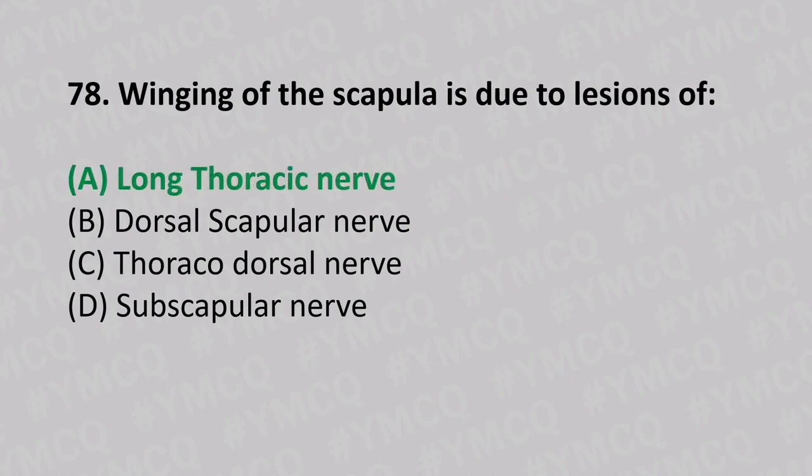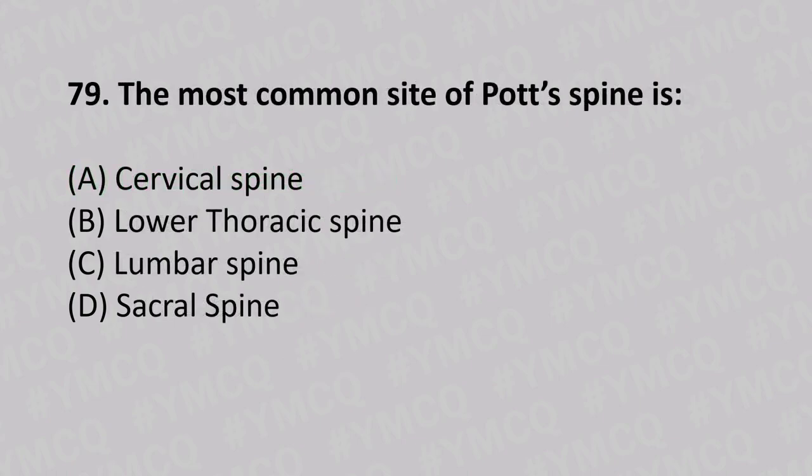Moving to our 79th question. The most common site of spina bifida is Option A, cervical spine. Option B, lower thoracic spine. Option C, lumbar spine. Option D, sacral spine. And the answer is Option B, lower thoracic spine.